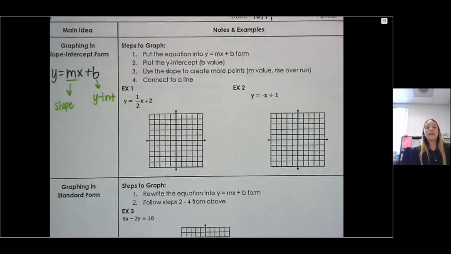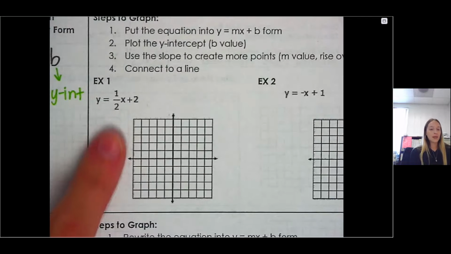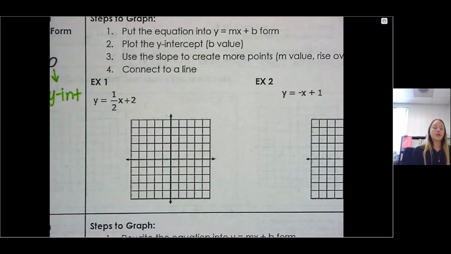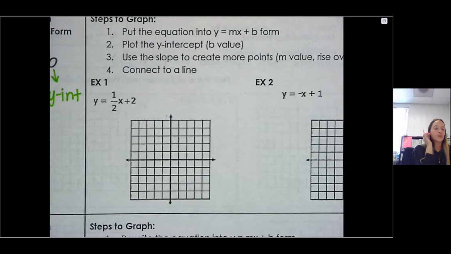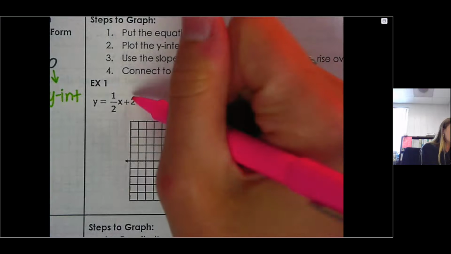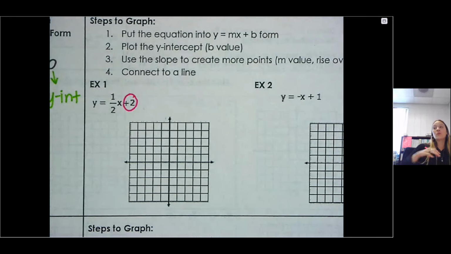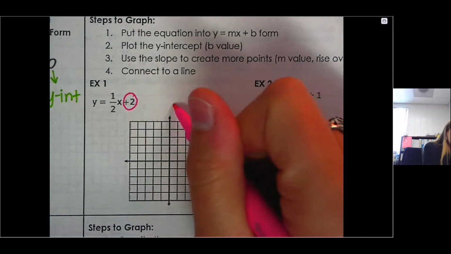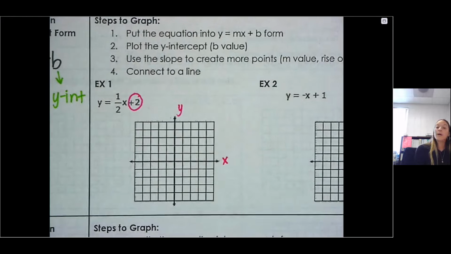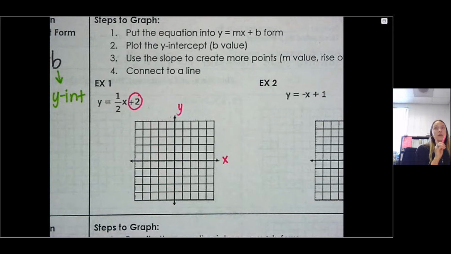In example 1, is it in the right form? Yes, it is. So first we're going to plot the y-intercept. What is my y-intercept? +2. Now remember, that is your y-intercept. Show me with your arms, which one's the y? Straight line down. Good. So maybe you want to label it. But be careful. This is a +2, so you need to go up 2.